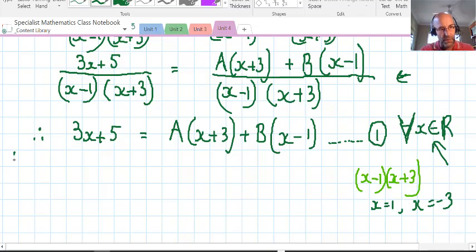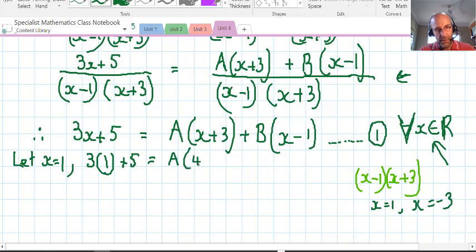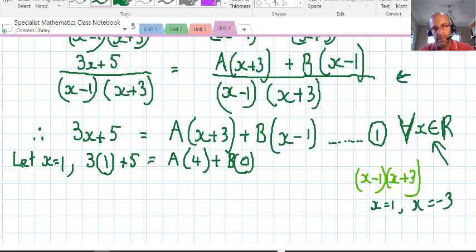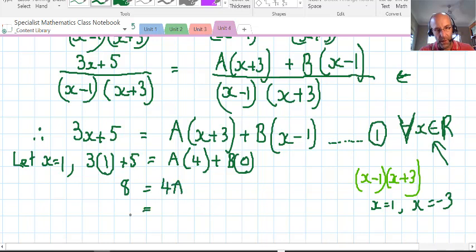So, let x = 1. On the left-hand side, we'd have 3 by 1 plus 5. On the right-hand side, we have A outside of 4 plus B outside of 0, which is just 0. So on the left-hand side, we've got 8. And on the right-hand side, we've got 4A. So A = 2. So we know the value of one of those missing parameters.